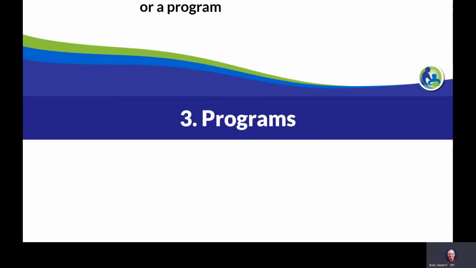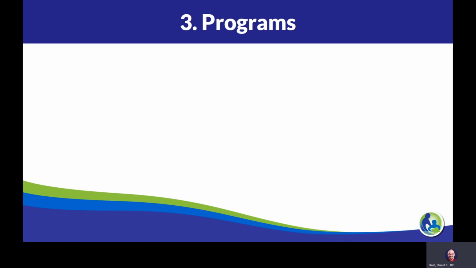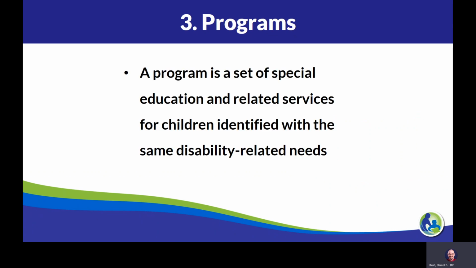The next type of cost is a program cost, and programs are probably the most complicated and difficult to understand piece of the new claim form, so we're going to spend some time on it. A program is a set of special education and related services for children identified with the same disability-related needs. So a transition service program with an instructor and perhaps some students, perhaps some costs related to life skills instruction, other things, that is a program.